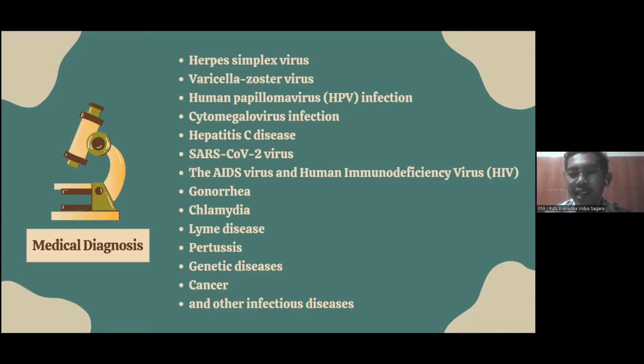The AIDS virus, human immunodeficiency virus, was also detected more quickly, in just the first few weeks after infection, if using quantitative PCR rather than standard ELISA tests. Other diagnostic uses include tests for infectious diseases caused by bacteria such as gonorrhea, chlamydia, Lyme disease, and pertussis, genetic disease, cancer, and other infectious diseases that are still constantly developing.